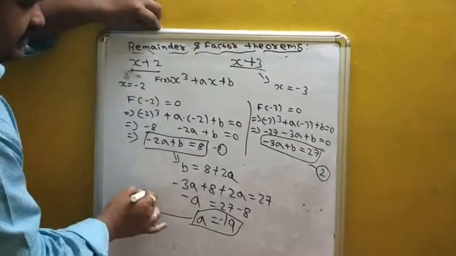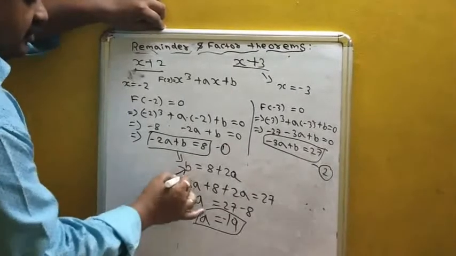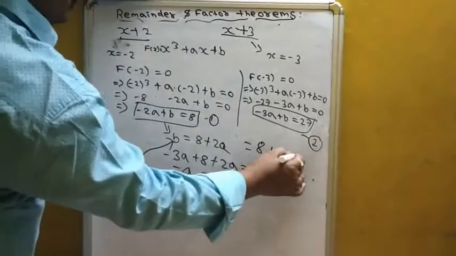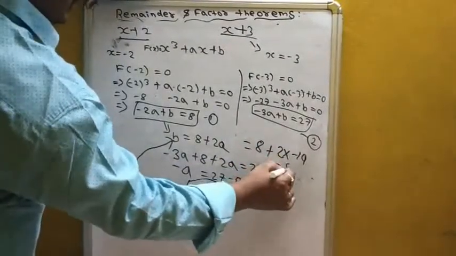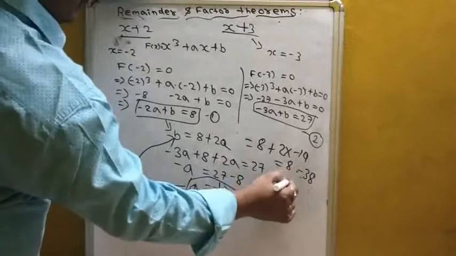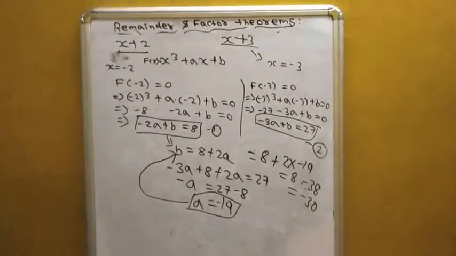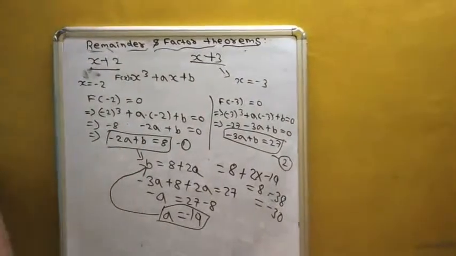Getting a equal to minus 19, you put this one into here. But you can write 8 plus 2 into minus 19 equal to how much? 8 minus 38 equal to minus 30. Okay, so you are getting a and b's value. Like this you can solve all the questions also.